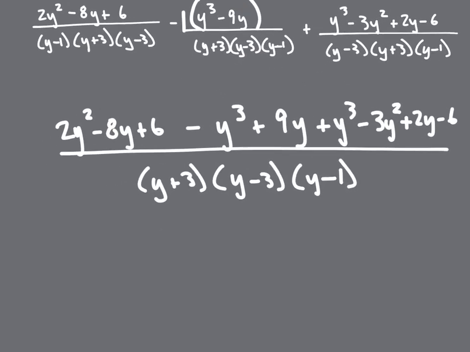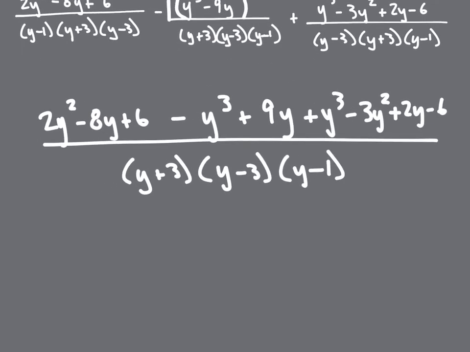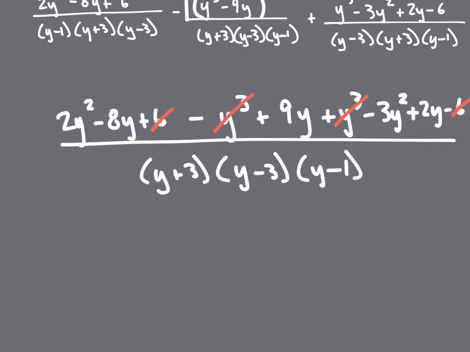From here, look and see, because we're going to have some things that go away. So notice what's going to go away here. My y cubed, I have a negative y cubed and a positive y cubed. That's going to add to 0. I have positive 6 and negative 6. Those are going to add to 0. Everything else is going to kind of just be there. All right, let's take a look and see what we got.